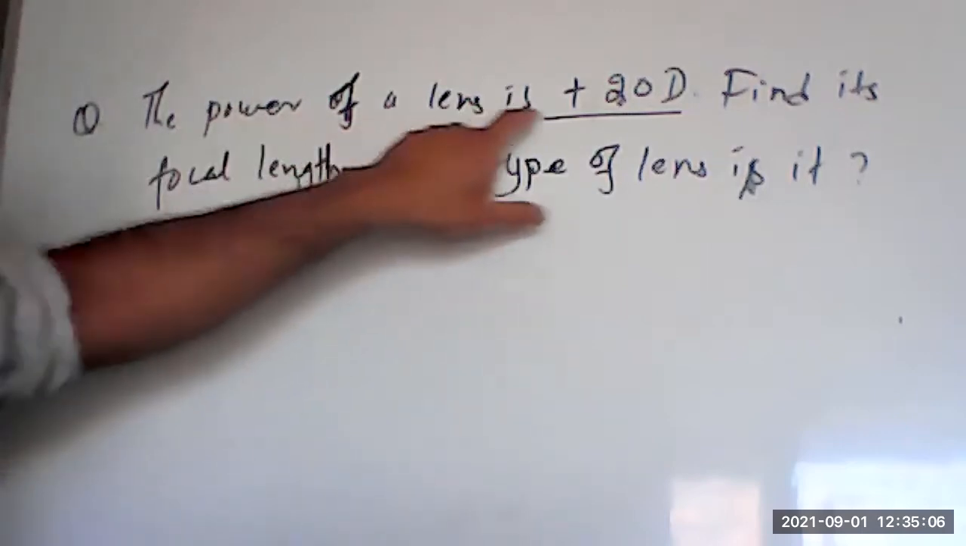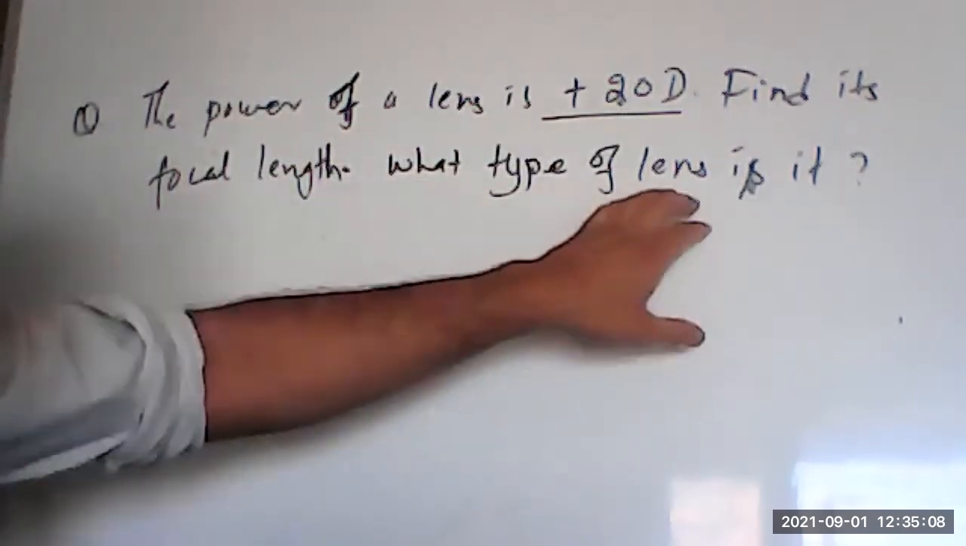The power of lens is plus 20 diopter. What type of lens is this?